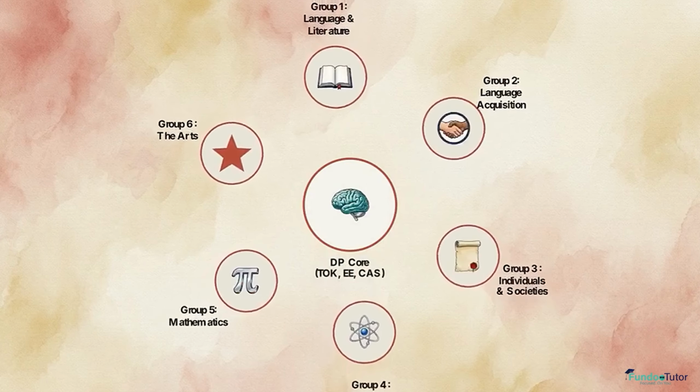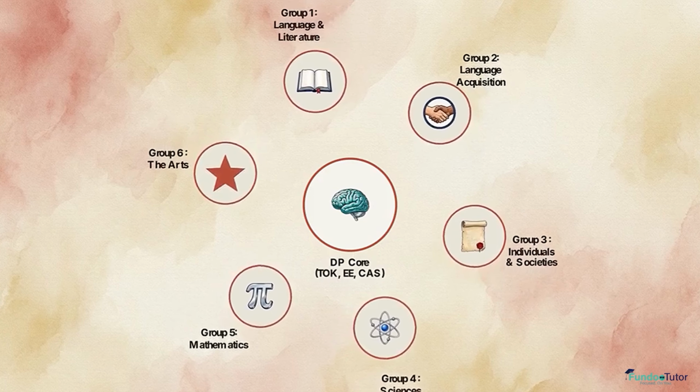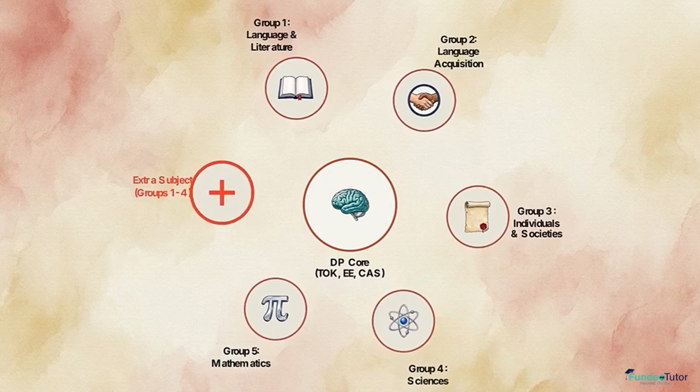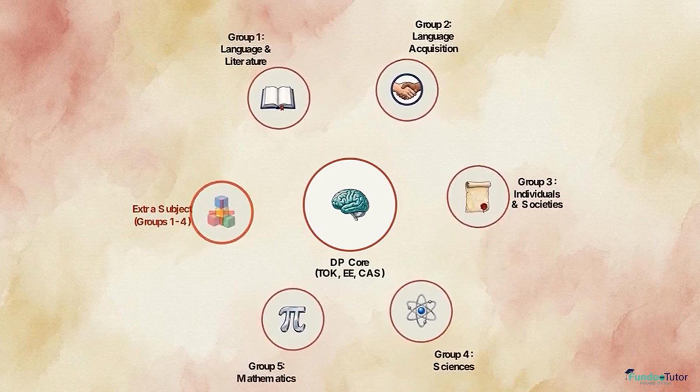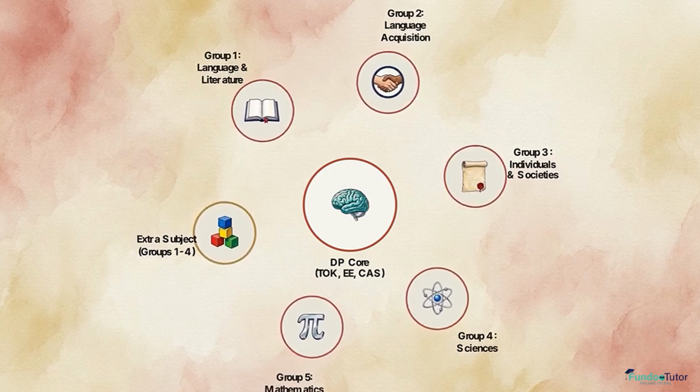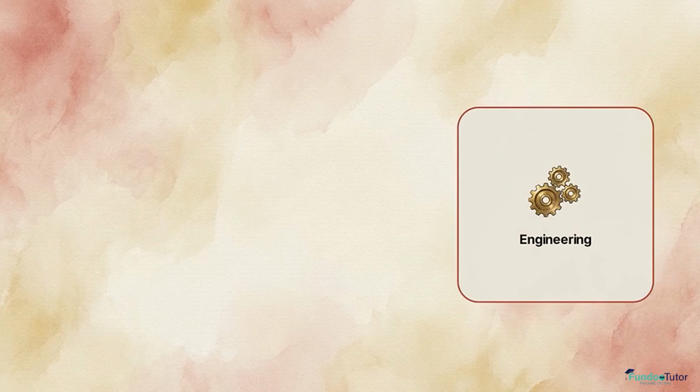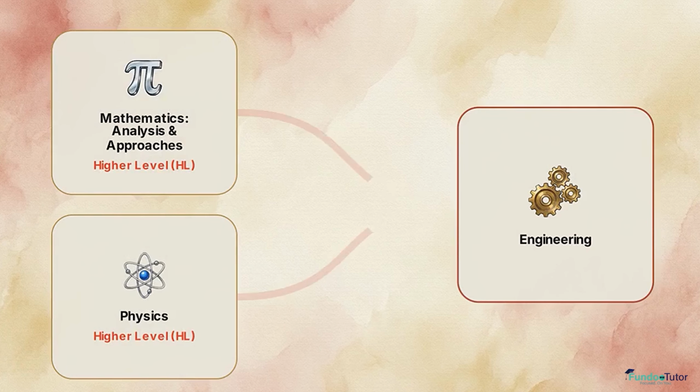This animation illustrates the Group 6 flexibility rule. If you're not pursuing a creative field, drop the arts and replace it with a second subject from groups 1 through 4. This flexibility is heavily utilized for STEM tracks. For example, to study engineering, you must demonstrate heavy quantitative rigor. That means taking mathematics analysis and approaches and physics at higher level.